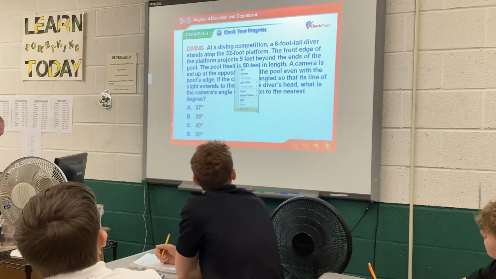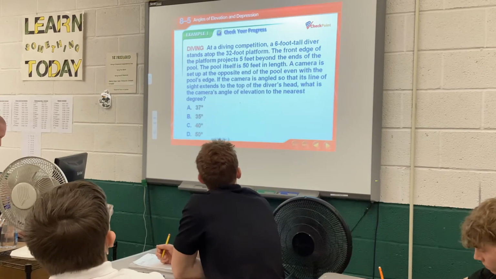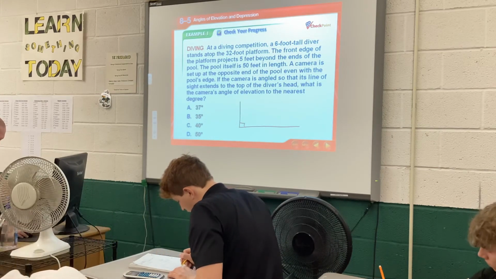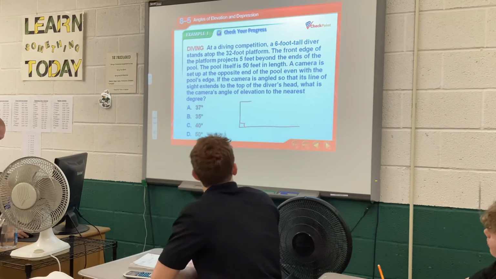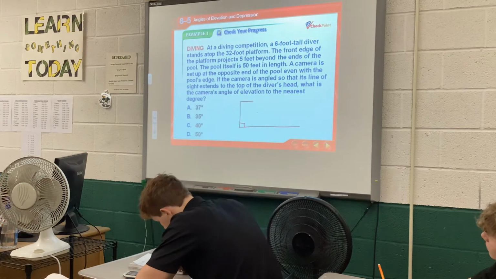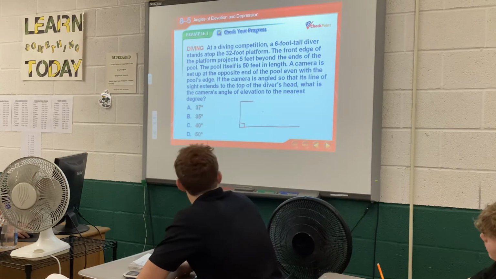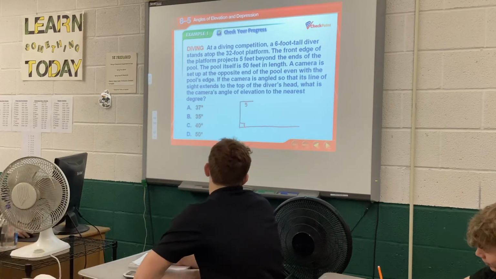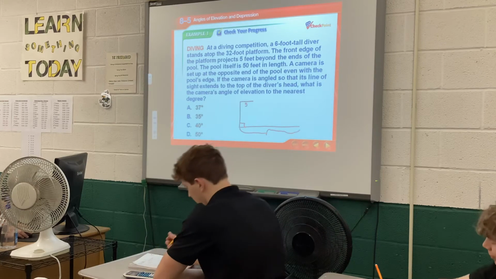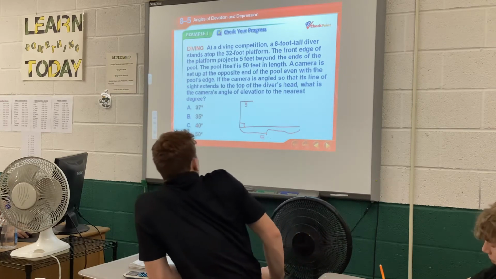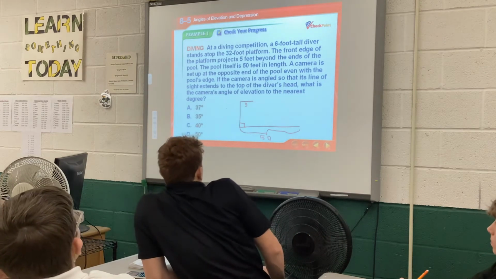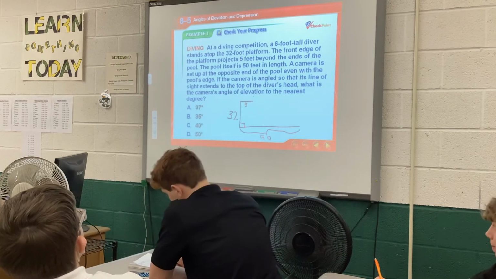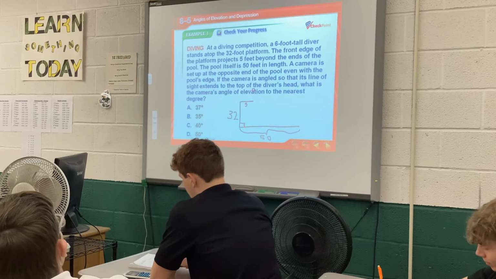So, again, they don't have a cool drawing this time. So, here's my drawing. And then here's my diving board. The front edge of the platform projects 5 feet. So this is 5 feet right here. This whole thing down here was 50. And then we had a platform of 32 feet. And we had a 6-foot dude over here. Or dudette.